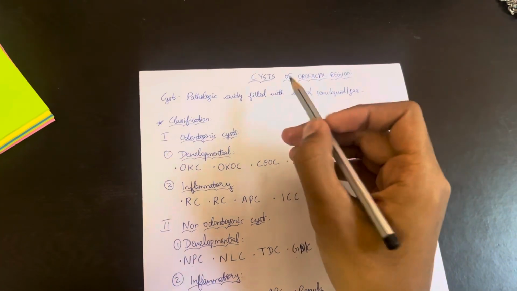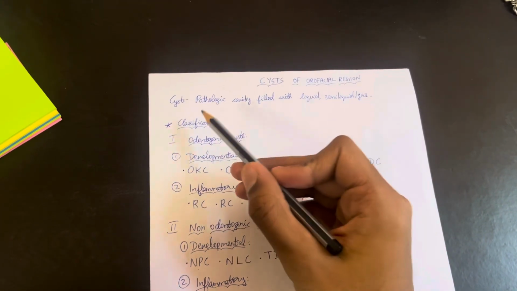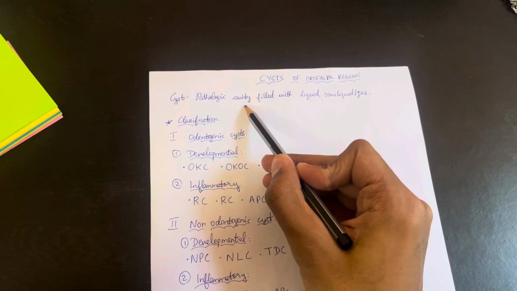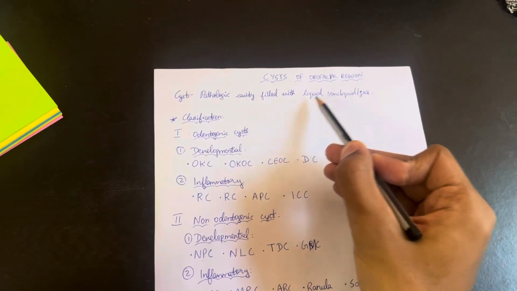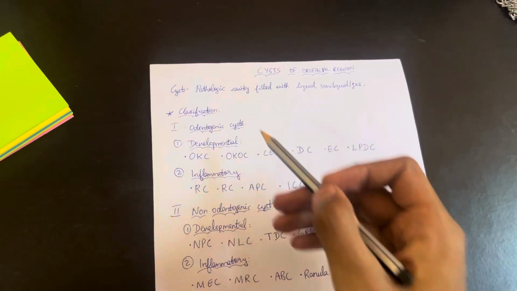Alright, let's see about cysts of the orofacial region. First, before that, we have to know what a cyst is. A cyst is nothing but a pathologic cavity filled with liquid, semi-liquid or gas. Simple, right? Now let's see the classification.